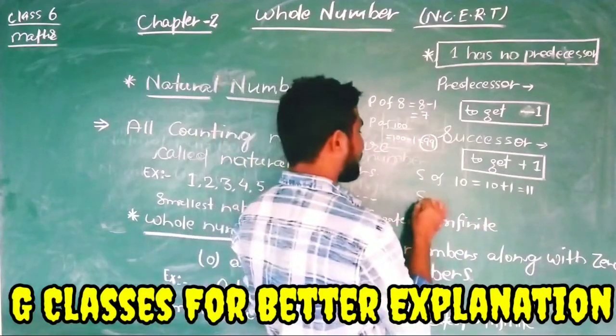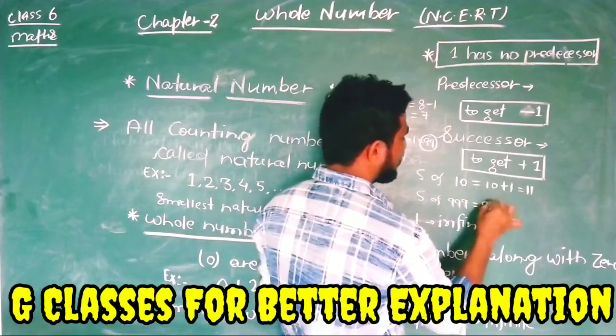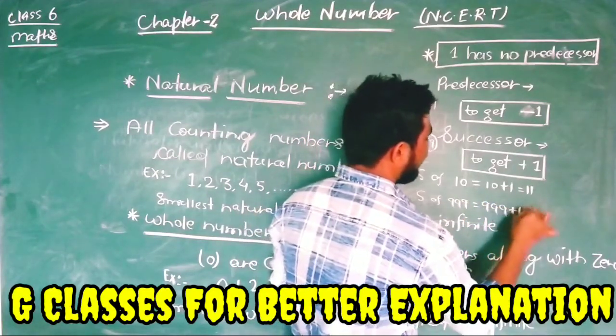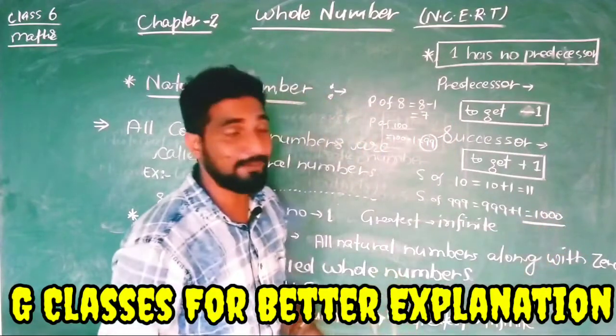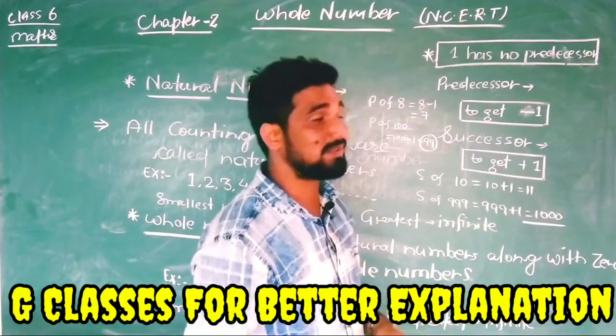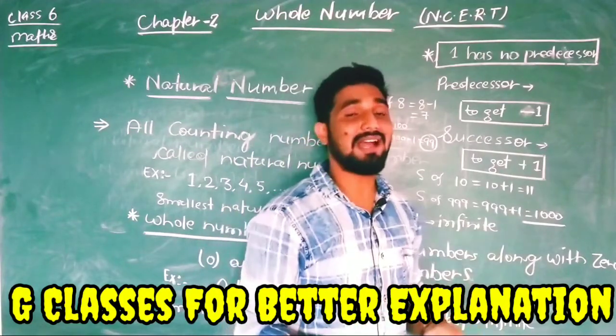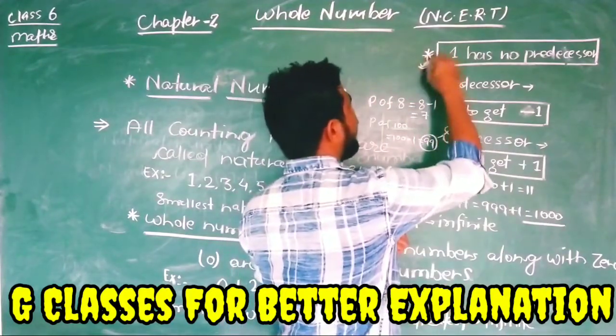If you have to find the successor of 999, what to do? We just add 1 to that number and then it will become 1000. So 1000 is the successor of 999. Why am I discussing this topic here? You must be thinking there is a special thing I have to discuss, and that is a very important point. It is written here.